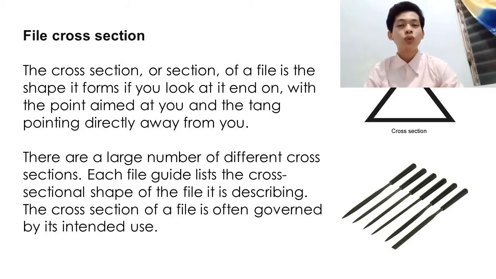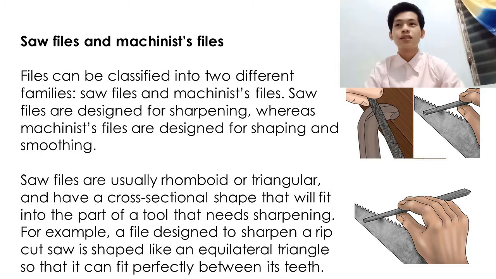So we have to consider the cross-section of a file so that our work in a particular use would be easier. Next are the soft files and machinist files. Files can be classified into two different families: the soft files and the machinist files. Soft files are designed for sharpening, whereas machinist files are designed for shaping and smoothing.